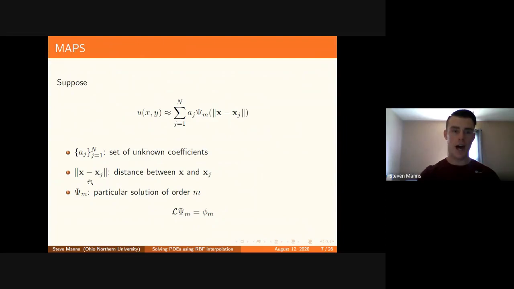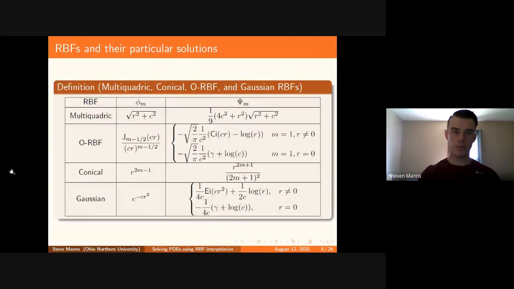tool such as MATLAB. In this approximation, the only unknowns then are these sets of coefficients, the a sub j, which by substituting this into the problem on the previous slide and imposing the condition that the value on the left-hand side must equal the value on the right-hand side, we can solve for these coefficients uniquely.